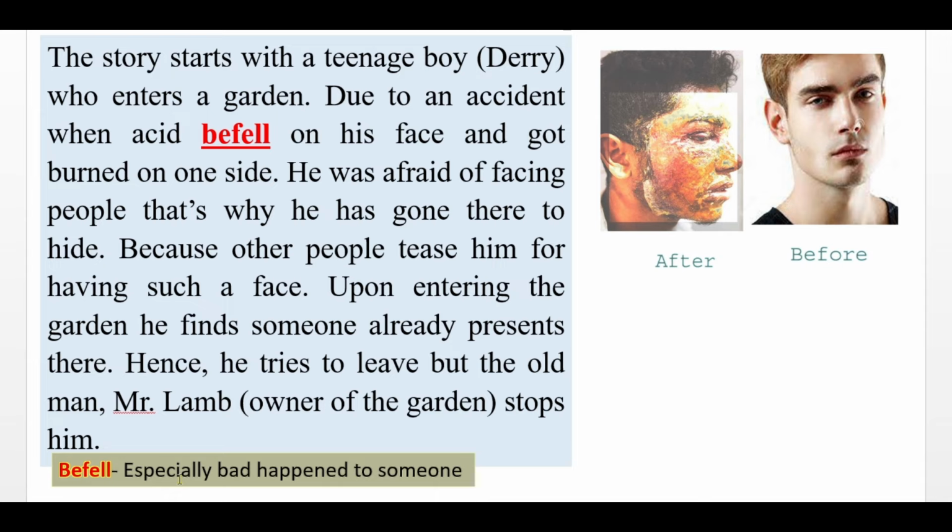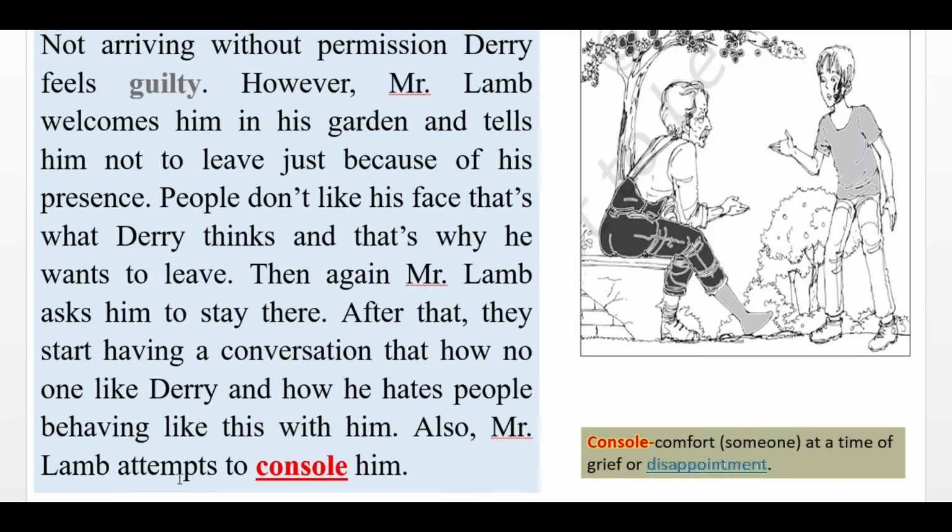Upon entering the garden, he finds someone already present there, and that someone is none other than Mr. Lamb. Hence, he tries to leave, but the old man, Mr. Lamb, the owner of the garden, stops him. So he must be thinking that Mr. Derry has come to the garden for some reason, maybe for stealing purposes, because we have got something very important, fruits, there in the garden. So what happens next? Let's see.